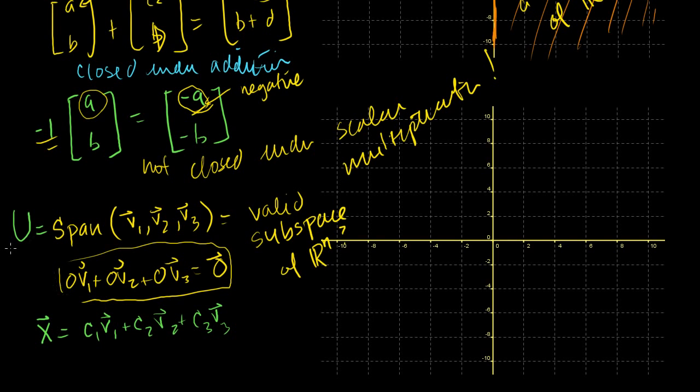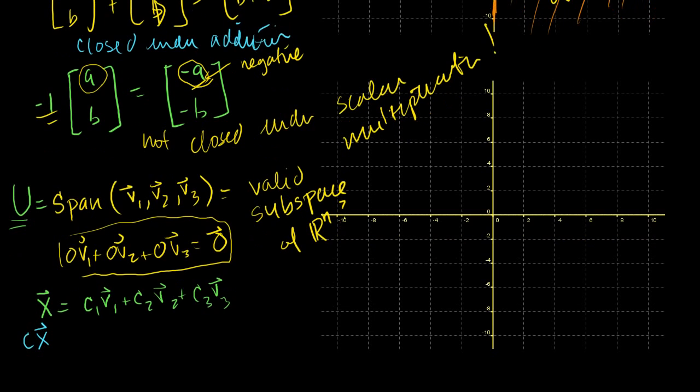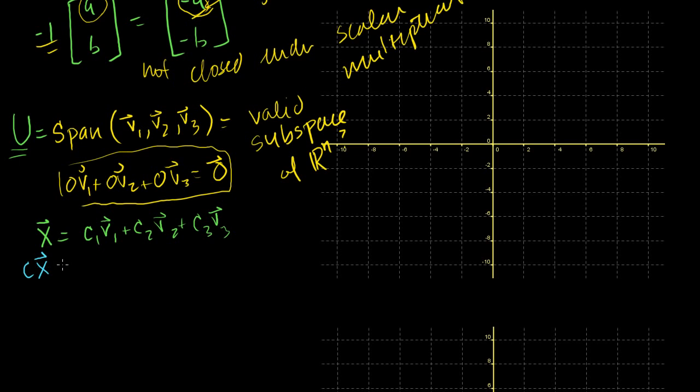Now, is this set closed under multiplication? Let's multiply x by some arbitrary constant a. What is a times x? Well, it's a times c1 times v1, because I'm just multiplying both sides of this equation by a, plus a times c2 times v2 plus a times c3 times v3.